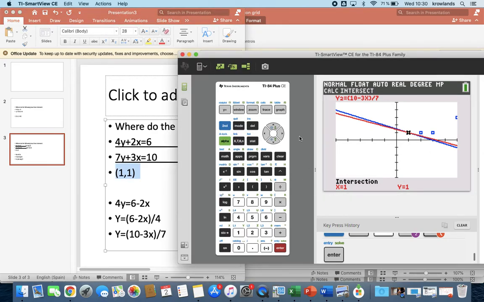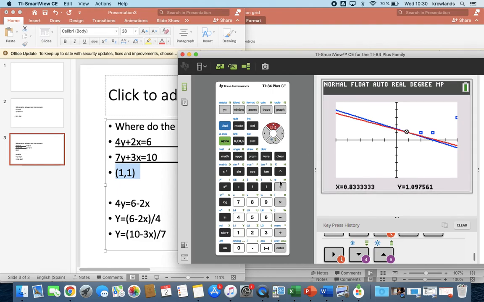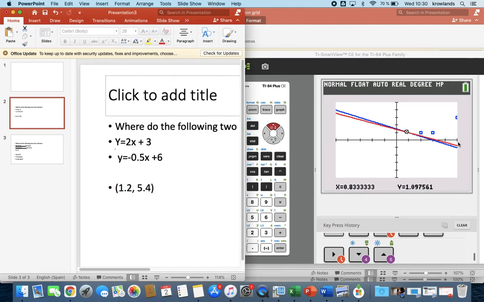Now, if you were running out of time in the exam, what you could do is move this cursor and you could kind of guess where they intersect. You just put it on the graph and you can see it's almost 1, 1. This would work better for the previous example because this one you can see is not exact. So this tells you, this video, how to find where two lines intersect.